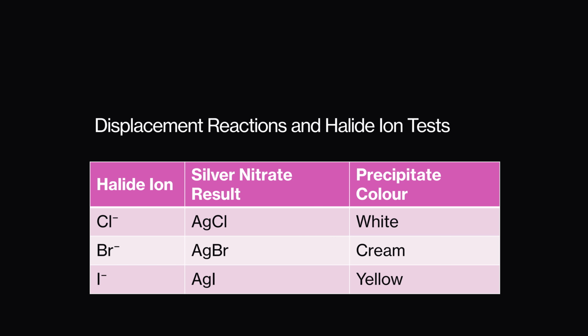Halide ions are also identified using the silver nitrate test, which requires acidifying the solution with dilute nitric acid before adding silver nitrate. Chloride ions form a white precipitate of silver chloride, bromide ions form a cream precipitate of silver bromide, and iodide ions form a yellow precipitate of silver iodide.